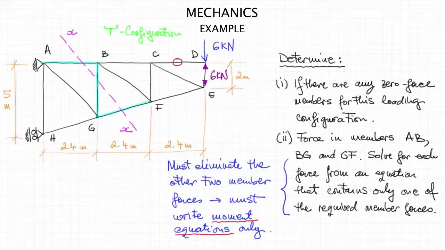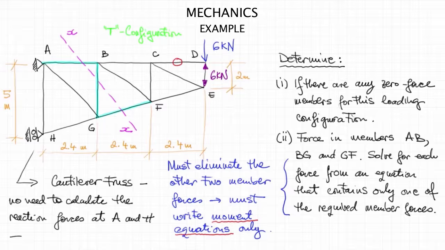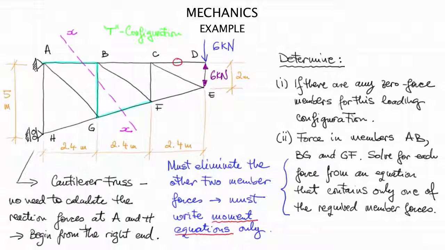So I've highlighted members AB, BG, and FG here in light blue, and section XX cuts through all these 3 members and cuts all the way through the truss, so we can separate the truss. And hopefully you have recognized that this is a cantilever truss, and if we start analyzing the truss from its right end, or in this case for the method of sections, we analyze the right-hand side free body diagram, then we don't need to calculate the reaction forces at A and H. We just begin from the right to analyze the member forces.